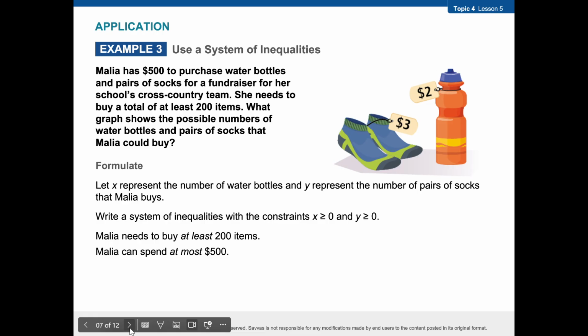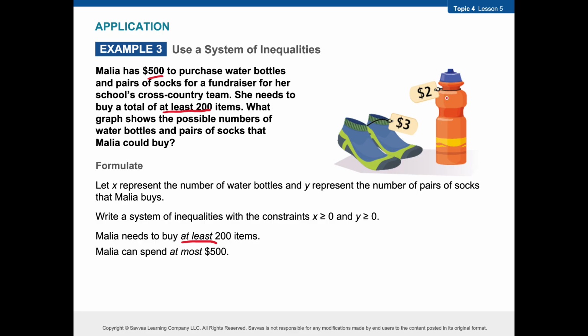Example 3, Malia has $500 to purchase water bottles and pairs of socks for a fundraiser for her school's cross-country team. She needs to buy a total of at least 200 items, and she has $500 to purchase. What graph shows the possible numbers of water bottles and pairs of socks that Malia could buy?